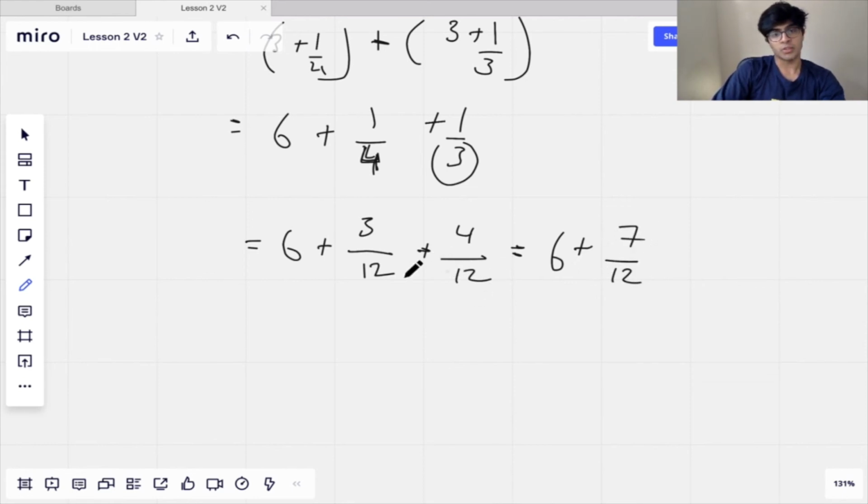Now that the bottoms are the same, you can just add them together, and the bottom will stay the same, because you're dividing by a common number. And now you have 6 plus 7 over 12, which, leaving it as a mixed fraction, is 6 and 7 over 12. A lot of the times the question will specify how to leave it, so make sure you leave it as the question specifies.